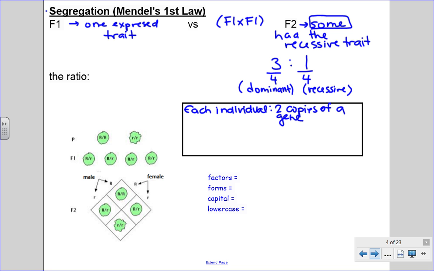Now, I'm saying the word gene, but Mendel didn't actually use the word gene. He used the word factors. So if you're reading something about Mendel, they might use the terminology that he used instead of that. I prefer to use the actual word that we're going to be using in class. So he said each individual has 2 copies of a gene, which he called a factor. These copies segregate randomly during meiosis.